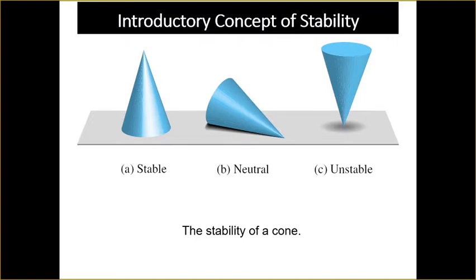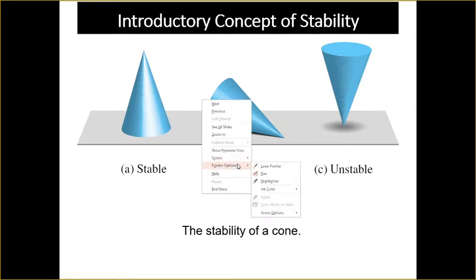What we have to understand in the stability, you can see here there are three types of picture given. First one you can see it is the most stable system.